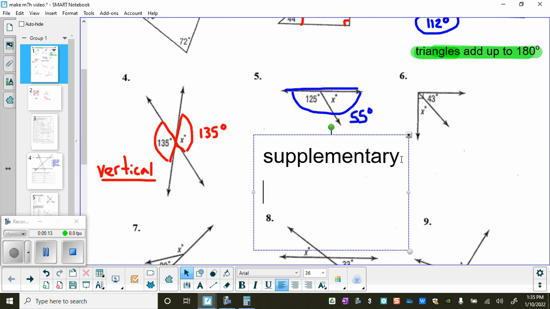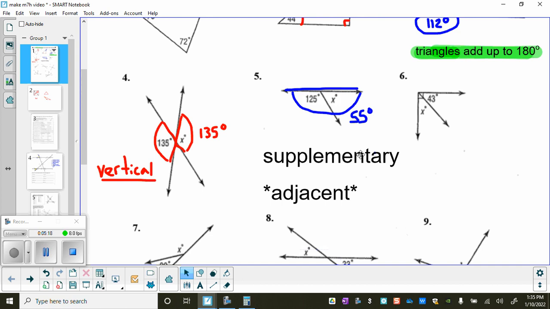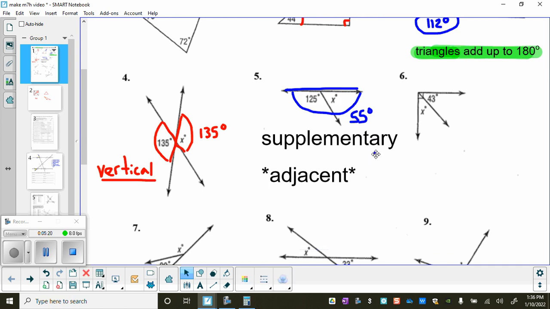Side note, these are also adjacent angles. They are adjacent, and that's just a definition that I can put there. That doesn't necessarily justify anything. The thing that justifies it being 55 degrees is really the fact that they're supplementary. So supplementary is what we care about here.